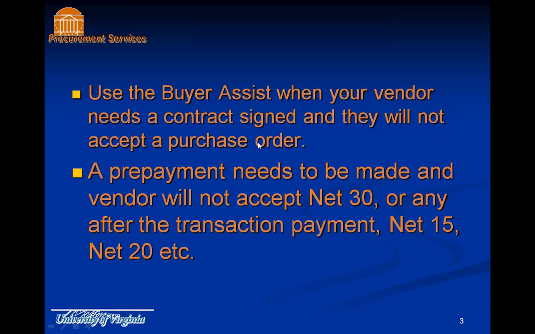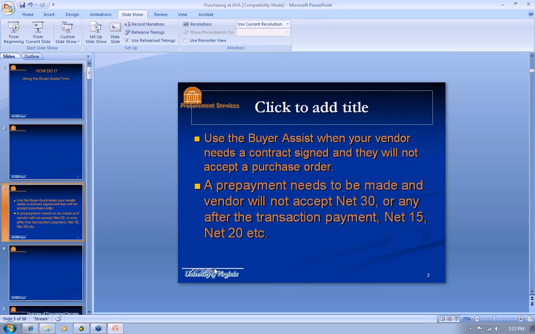A UVA purchase order is a safe, signable form. But if the vendor will not take our signed purchase order and needs their contract signed, you can use the Buyer Assist. Also, if a prepayment is needed, if the vendor will not accept net 30 days or what I call any after the transaction payment type, net 15, net 20, if they will not accept any kind of direct billing. Sometimes this is referred to as direct billing. They provide services or goods, they send us a bill, they get paid after the fact. If they will not accept any of those forms of payment, then you can use the Buyer Assist form.